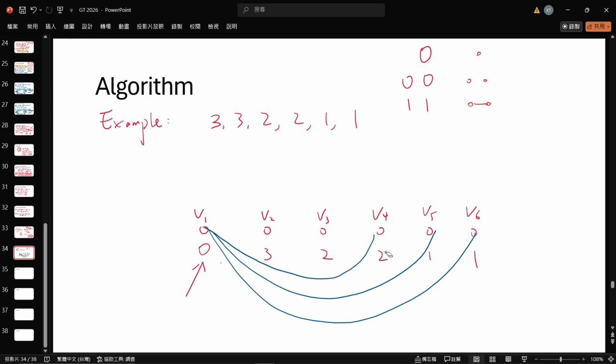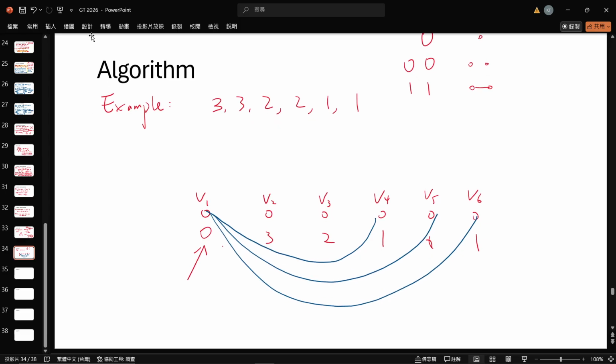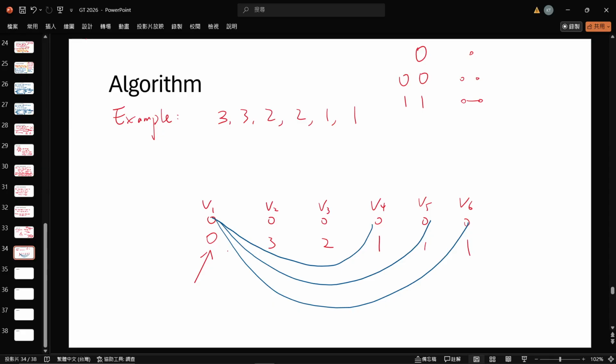And for V4, originally we have to create 2 neighbors for it, but now we've already created 1. So the remaining number is just 1, okay? So all you have to do is just add 1 more neighbor for V4. And for V5 and V6, now you don't have to create any more neighbors for them because their target is 1, and you've already created 1 neighbor for them, okay?